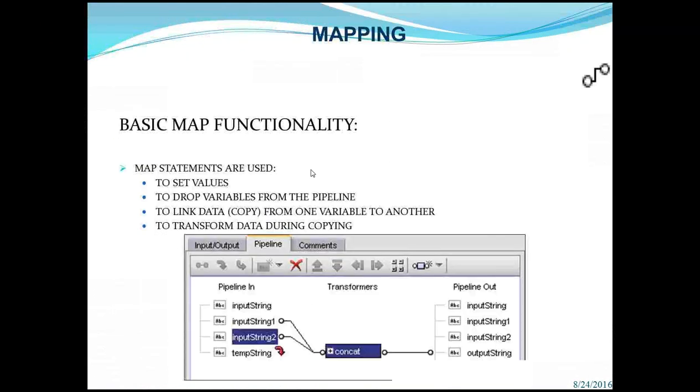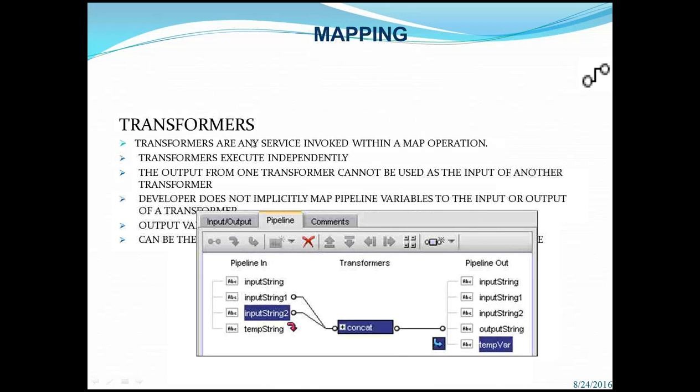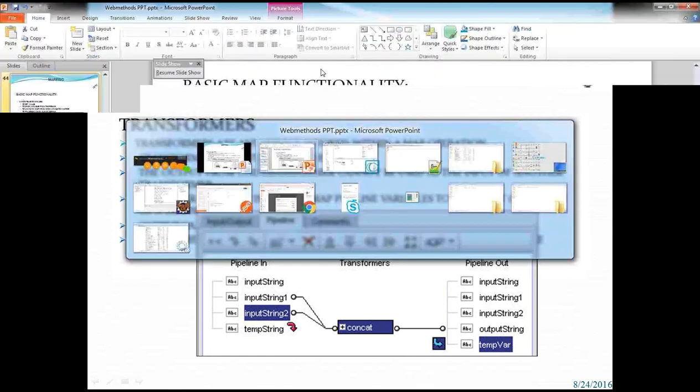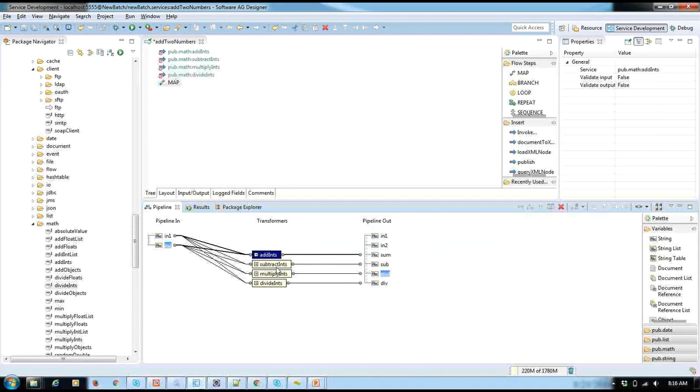Okay, so we can set a value, drop a value, or link from one variable to another variable within the transformer data during copying. So you can use the transformers to send the data. Transformers are services invoked within a map operation, and these are executed independently. If you see these steps, they will run sequentially, but these are individual. It won't consider the next one. So it will run in parallel, this will also run in parallel. They all run together. It's not one by one.